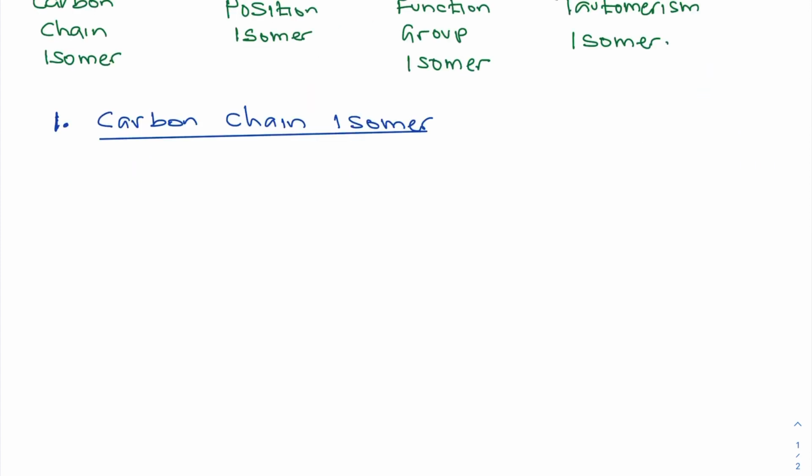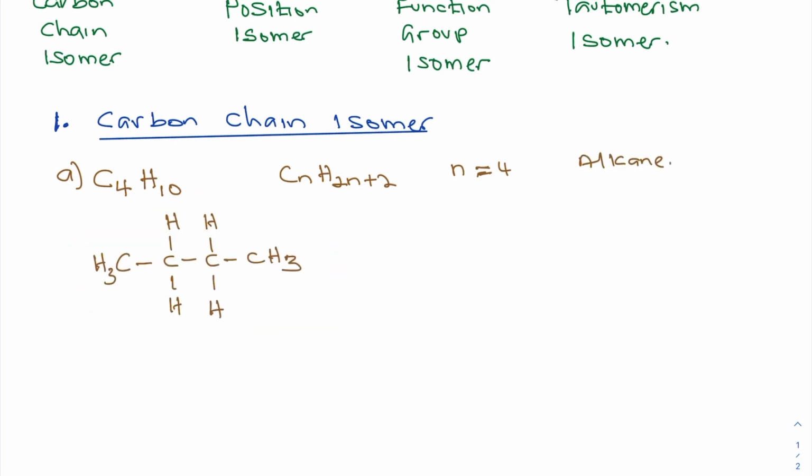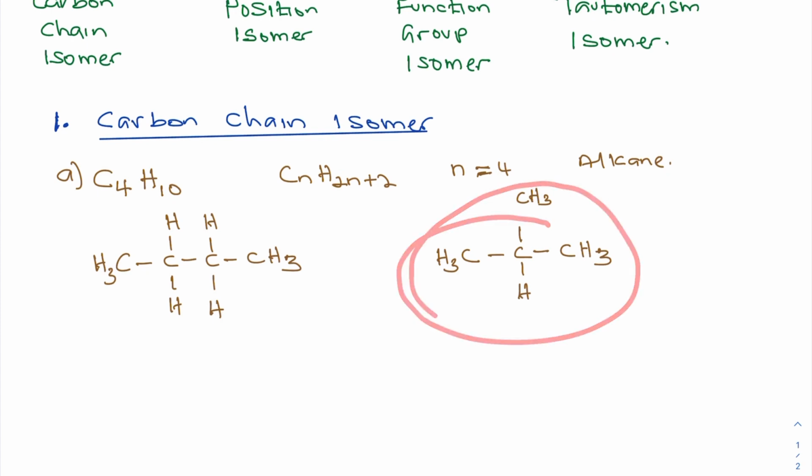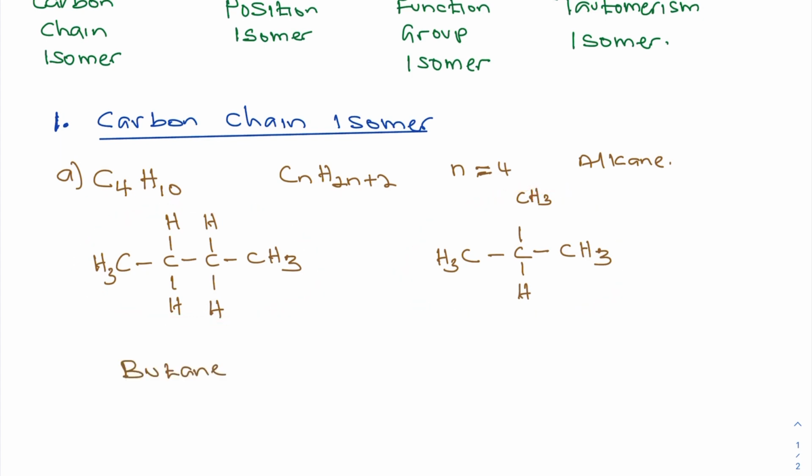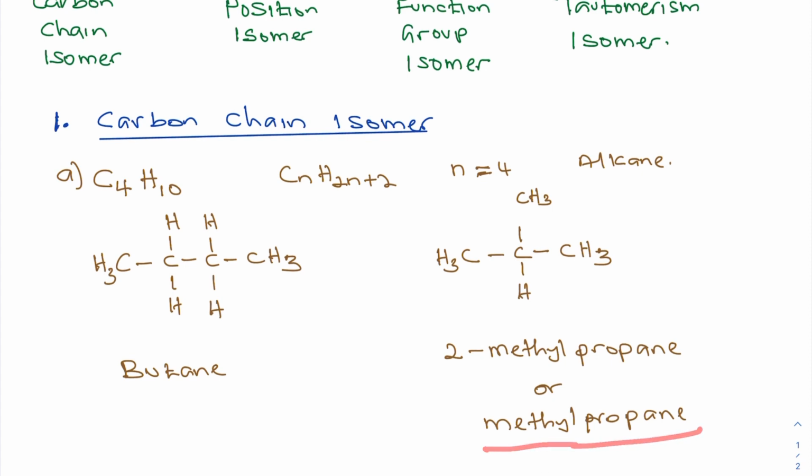Carbon chain isomers. If you have the hydrocarbon C4H10, an alkane where n is 4, here is the molecular formula. We can have more than one structural formula. That's another structural formula. Same molecular formula, different structural formula. And that's what we call structural isomers. If we try to name this, this is butane, and this is 1, 2, 3. This is 2-methylpropane. Or you might say methylpropane, because you can only have 2-methylpropane, so you might say methylpropane or 2-methylpropane.